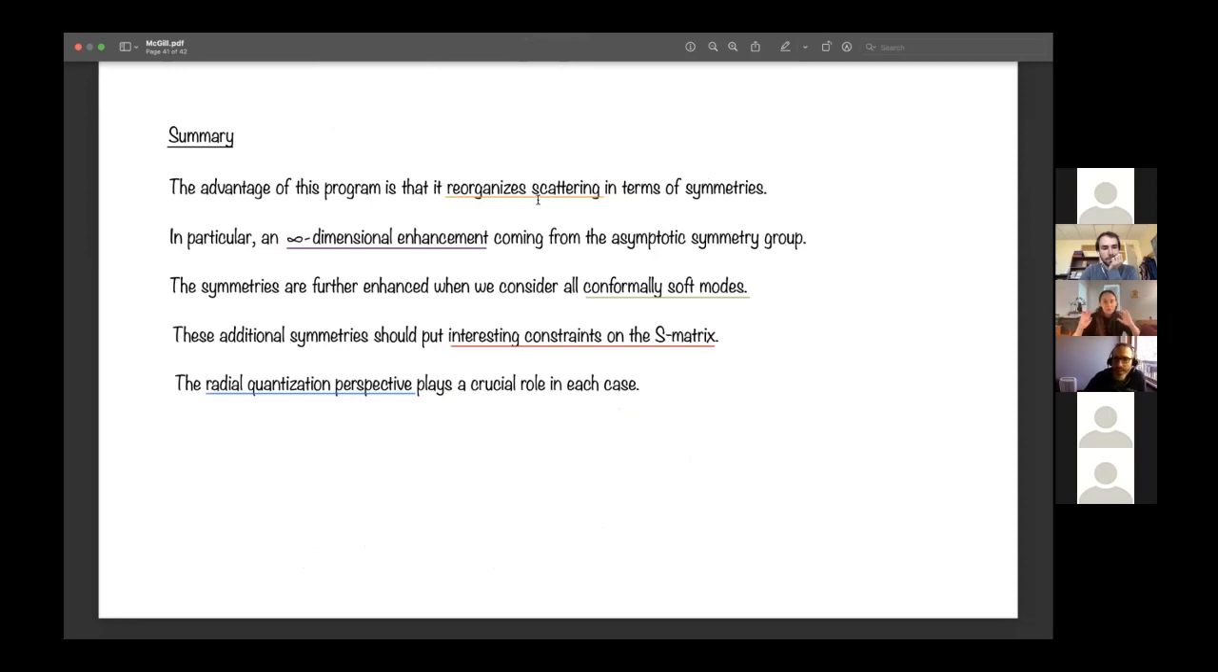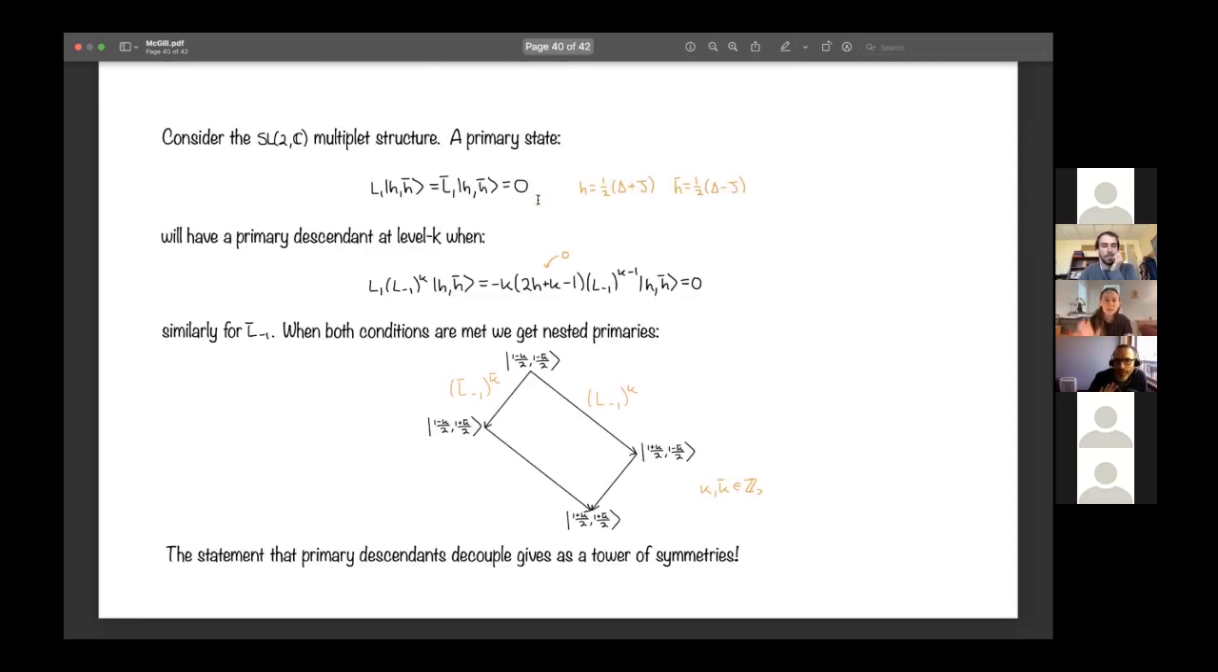So basically, can I ask a question? Yeah. So the words that you were saying on the previous slide are reminiscent of words you say when you construct minimal models, by asking that Virasoro representations decouple. Is that just similar sounding words, or is there something more?